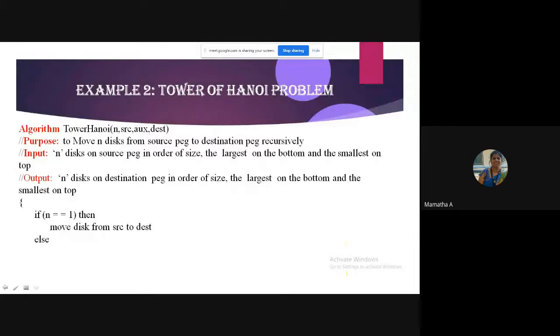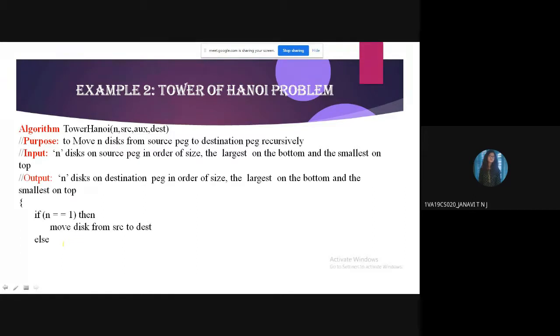Okay, what do I write here? The recursive call. How do I write the recursive call here, students? I should again call the Tower Hanoi function, isn't it? So how will I pass the parameters? Tell me what parameters you pass here. Tower Hanoi, first parameter is what? N minus 1. Okay, second. Source. Okay, third.